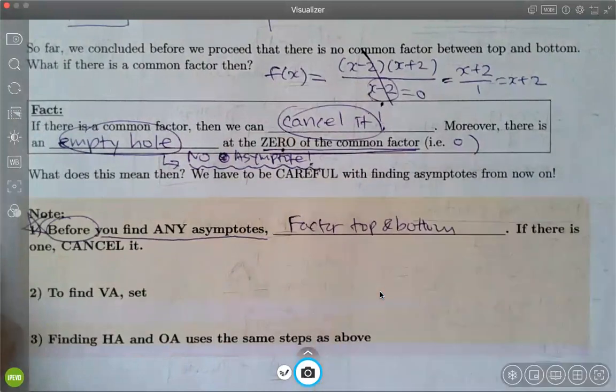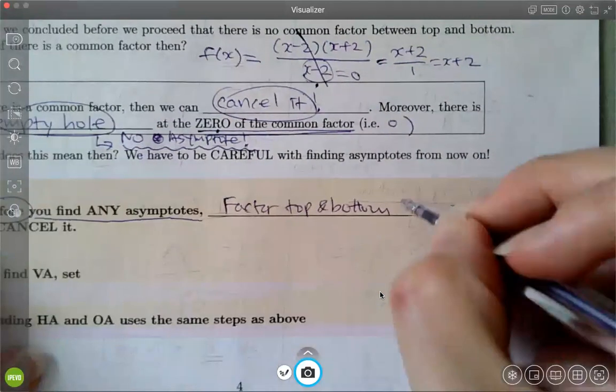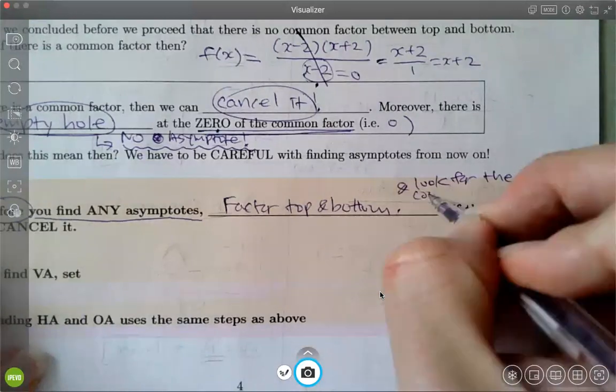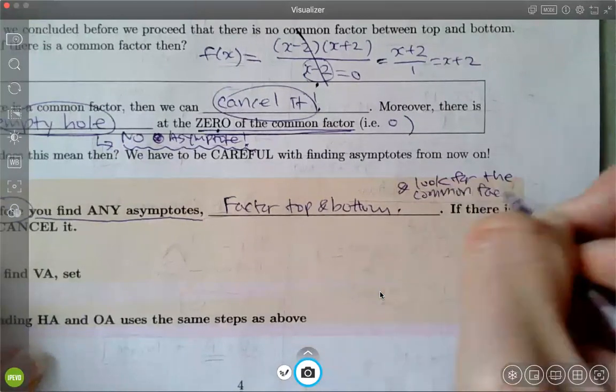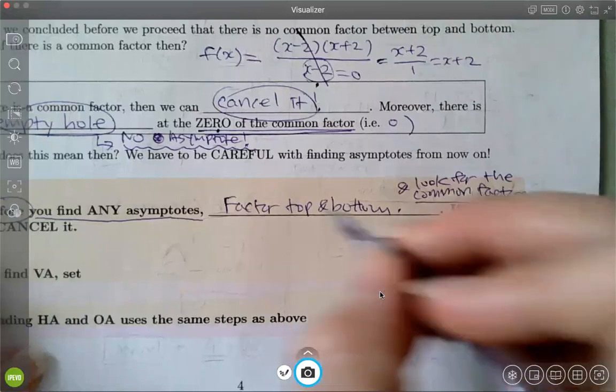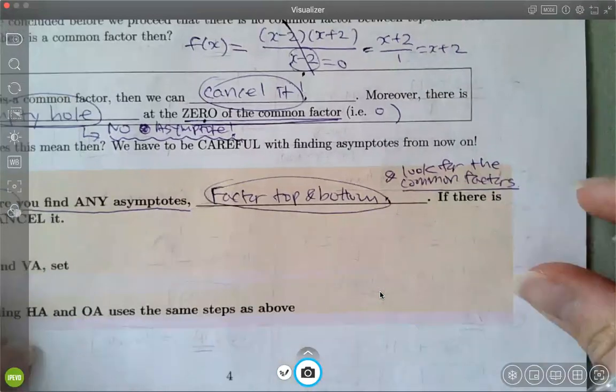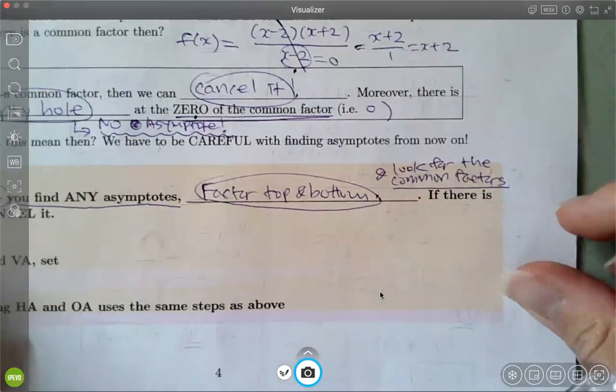And why do we do that? Because we have to look for the common factors. Okay, and look for the common factors. Now, if there is one, what do you have to do? Just cancel it.